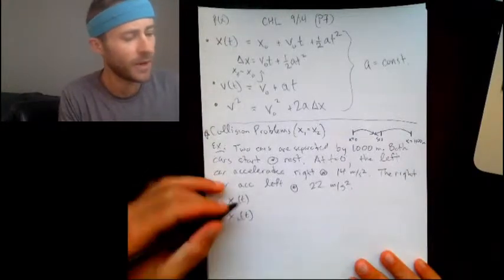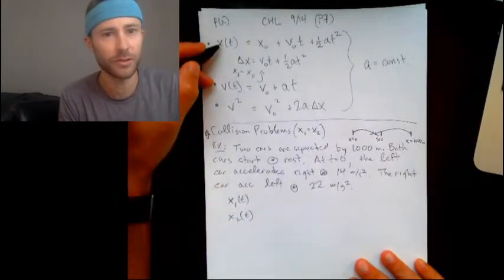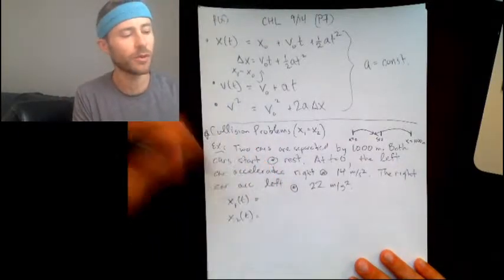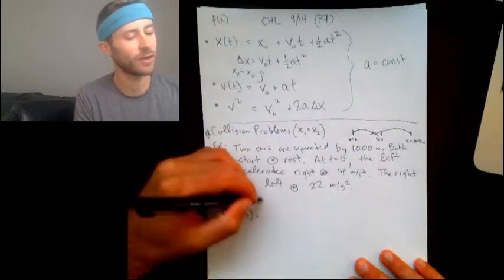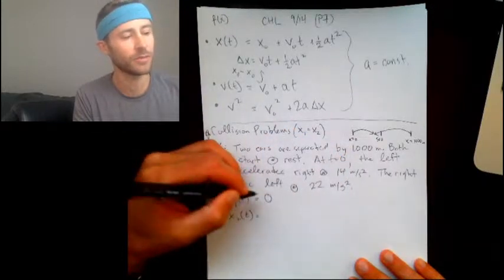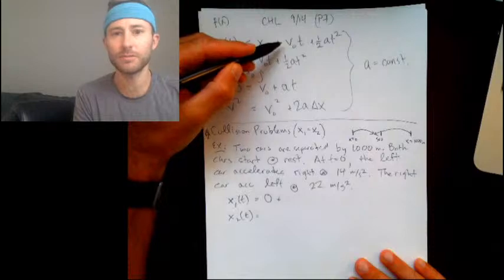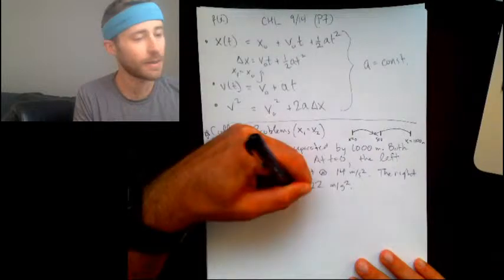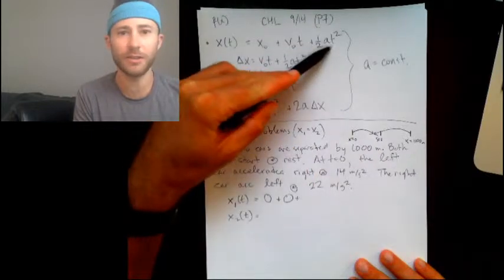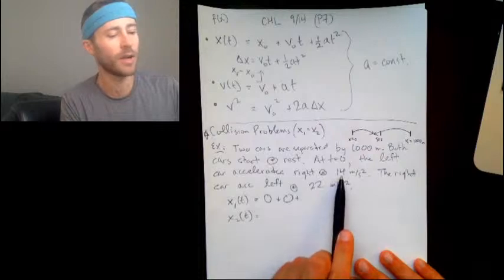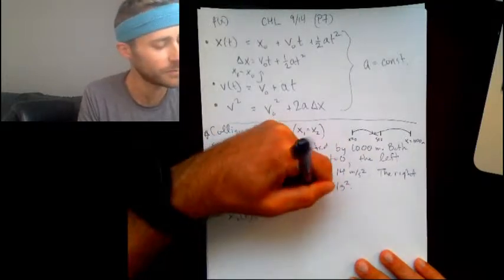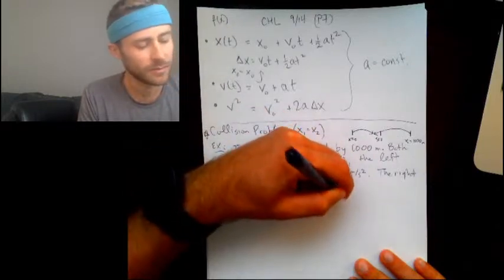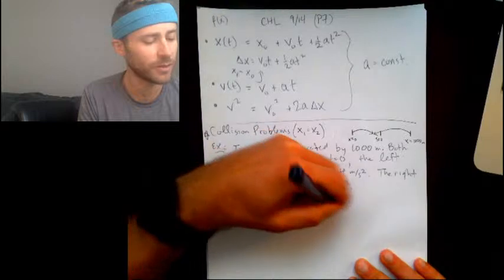Now, to find the positions as a function of time, I'm going to use this first kinematics equation. The car on the left starts out at position 0, so x naught is 0. It starts out at rest, so v naught is 0. And then we have plus 1/2 at squared, so 1/2 a would be 1/2 of 14, which is 7. So x1 of t is simply 7t squared, okay?